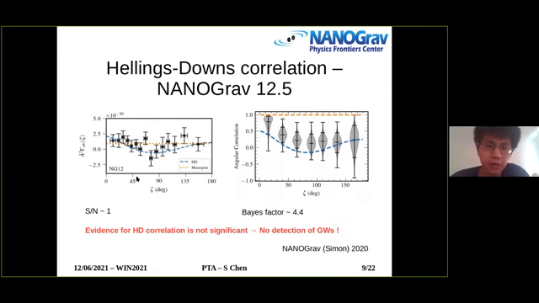And this curve is a function of the degree of separation between two pulsars. So if you have two pulsars that are some angular separation away, then you would expect the correlation between them to be some amount of power. And you can see that the points here on the left, as well as the contours in gray on the right, are not really following that blue dashed line.